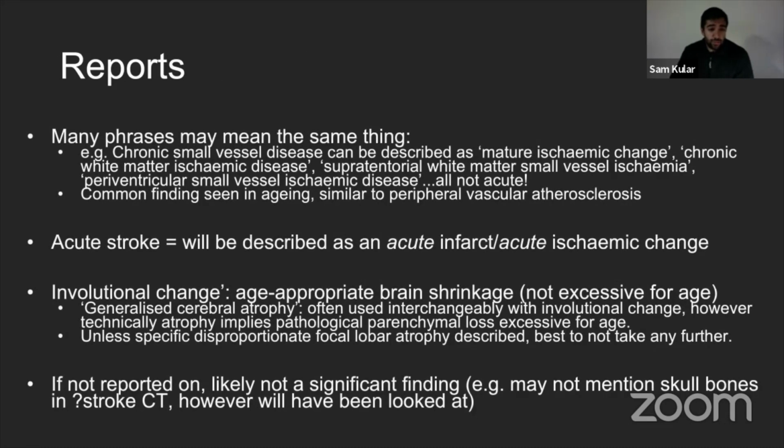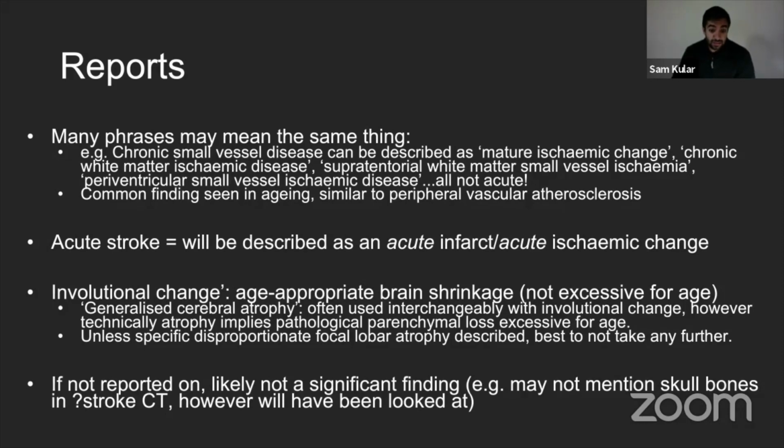And just sometimes looking at reports, those of you who may be on the wards looking at reports may get confused with the terminology that we use. The problem is sometimes many things can mean the same thing. So phrases such as chronic small vessel disease, which is essentially, like we've mentioned, almost like atherosclerosis of the peripheral vascular system, can be described in a report as mature ischemic change. It could be chronic white matter ischemic change or disease, supratentorial white matter small vessel ischemia, periventricular small vessel ischemic disease. But a key thing is that they are not acute findings.